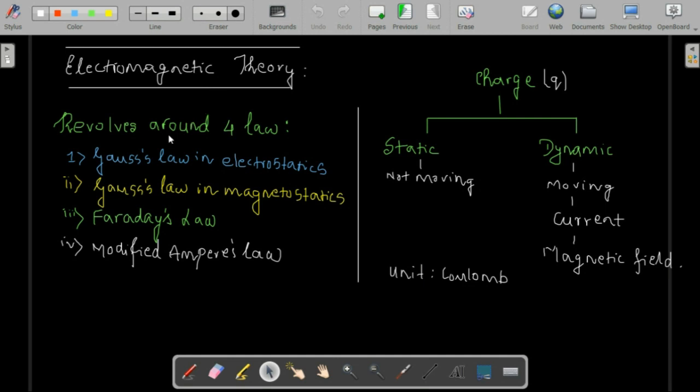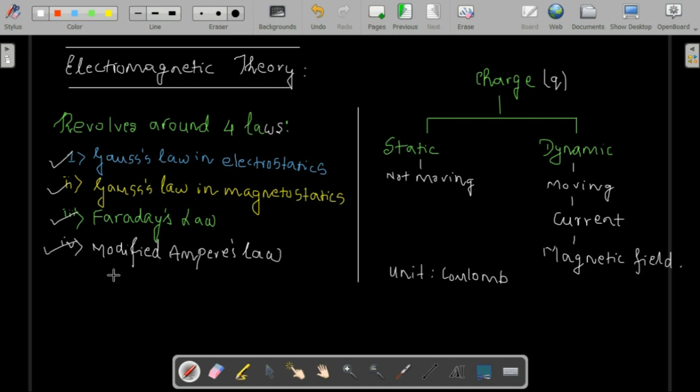So electromagnetic theory revolves around four laws, and each of these laws we are going to discuss as we keep moving through this topic. But before that, we need to make our basics clear. The four laws that electromagnetic theory is based on are: first, Gauss's law in electrostatics, very popular. You get different kinds of numerical problems on this as well; more or less all these four laws will have numerical problems based on them. Secondly, Gauss's law in magnetostatics. Third, Faraday's law, and fourth, the modified Ampere's law.